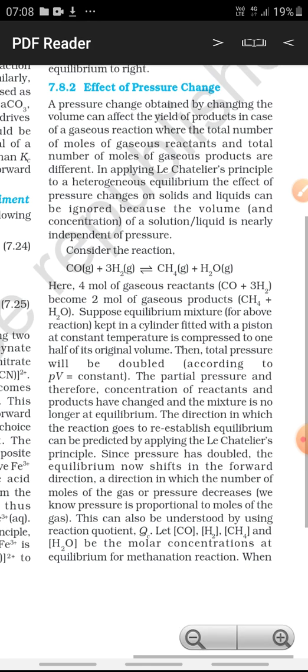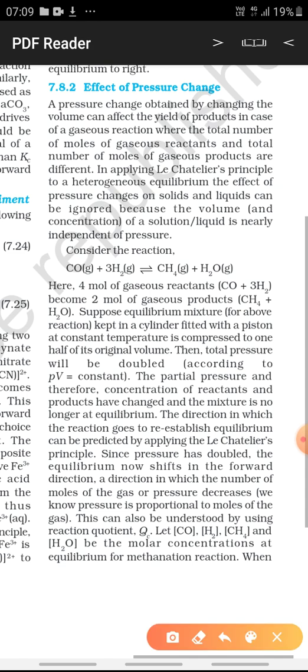Now, as the pressure is doubled, that means the pressure is increased. So, the reaction will shift in the forward direction. Why? Because in the forward direction, the number of moles is less, so the pressure will also be less. That means if we increase the pressure, the reaction will go in that direction in which the effect of change is minimized, that is, the direction in which the pressure decreases, and the pressure will decrease on the side where the number of moles is less.